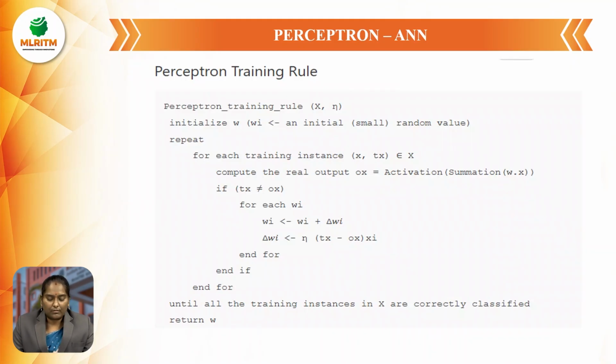Perceptron Training Rule algorithm: Perceptron_training_rule(X, n). Initialize w to small random values. Repeat for each training instance x belonging to X. Compute the real output ox equal to activation of the summation of w, x. If tx is not equal to ox, then for each wi, wi becomes wi plus delta wi, where delta wi equals n (tx minus ox) xi. End if, end for, until all the training instances in X are correctly classified. Return w.